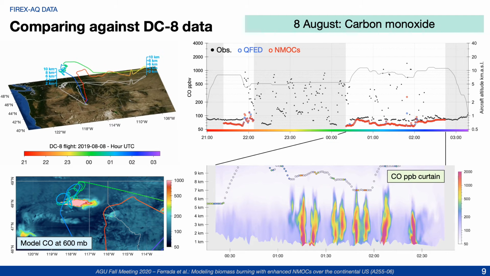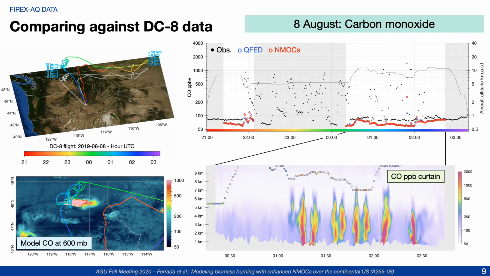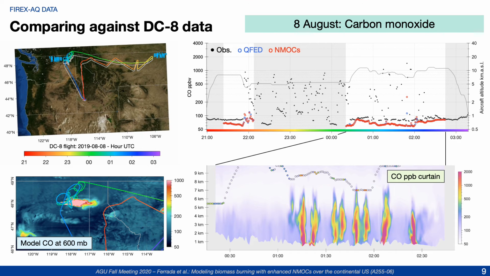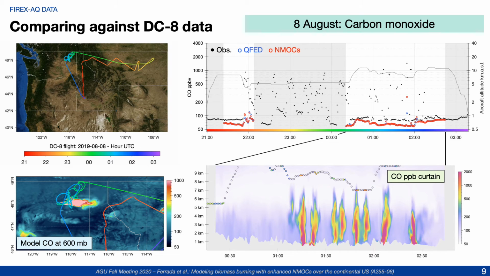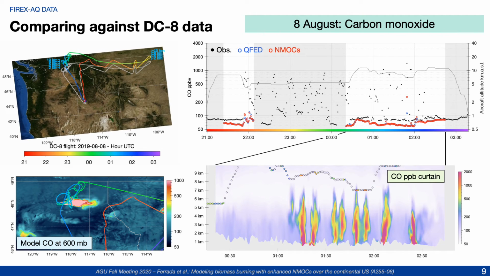We also know that this day was the development of the pyroCb of the Williams Flat Fire, and as seen in other presentations, the fire had a very particular diurnal cycle that is not captured by the fixed distribution of emissions throughout the day that we use in the model, which can lead to biases.